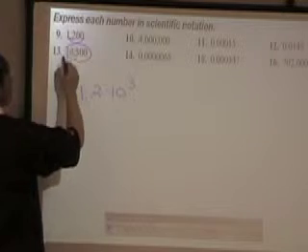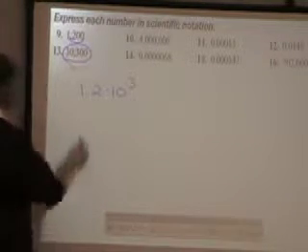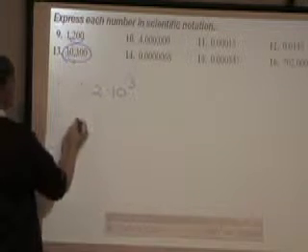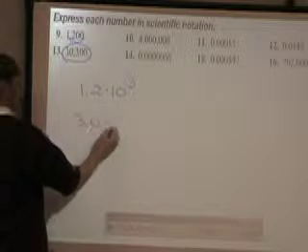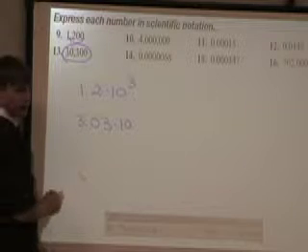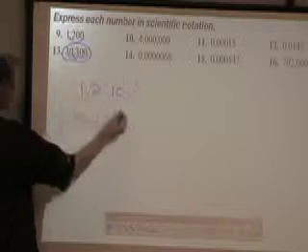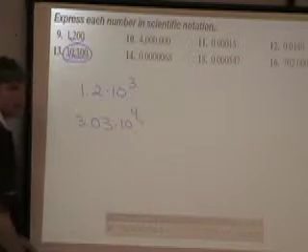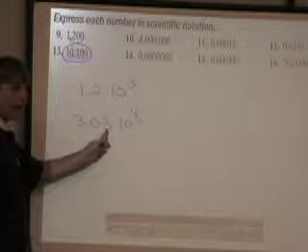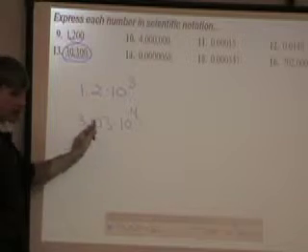Right here I've got 30,300. Where do I move the decimal? Between the 3 and 0 right here? No, between this one. Okay, so I've got 3.03 times 10 to the what power? 1, 2, 3, 4. And it's positive because it's a positive number. Now y'all say, why did you include the 0, 3? Any number that's not 0 you got to include. And all the zeros in between it you got to include.